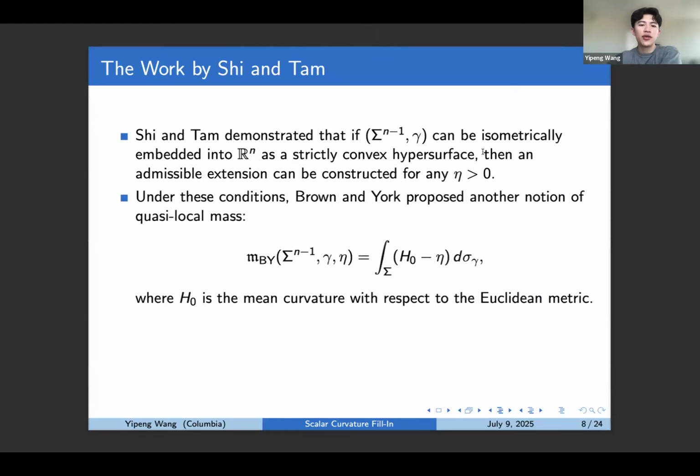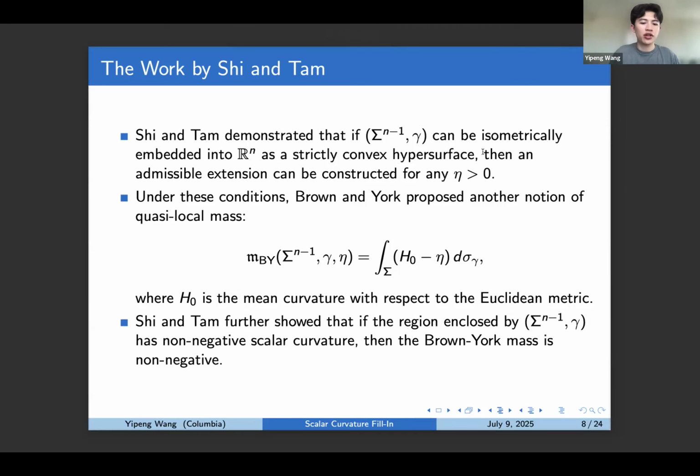Under this situation, namely when your boundary data is a strictly convex hypersurface in a Euclidean space, there's another notion of a quasi-local mass defined by Brown and York. They associated to your triplet the quantity given by the integral over the boundary of H0 minus H, where H0 is the mean curvature with respect to the Euclidean metric. You can always have it because you are assuming that your boundary can be embedded into Euclidean space.